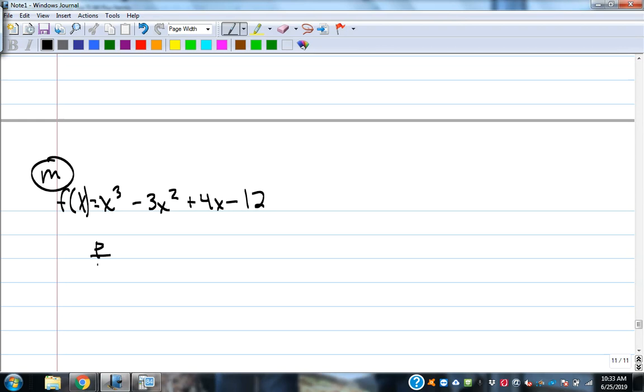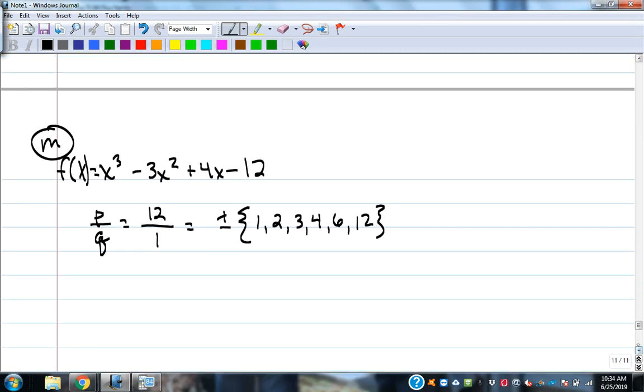So P over Q list, the factors of 12, the factors of 1. So it's just the factors of 12. Anytime there's a 1 in the bottom, you know your P over Q list is just going to be the factors of that constant term. So what are the factors of 12? 1, 2, 3, 4, 6, and 12. All those numbers go into 12 evenly. So it's got to be one of those at least.